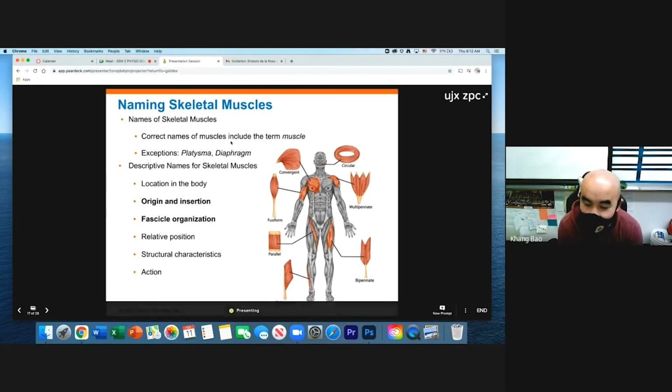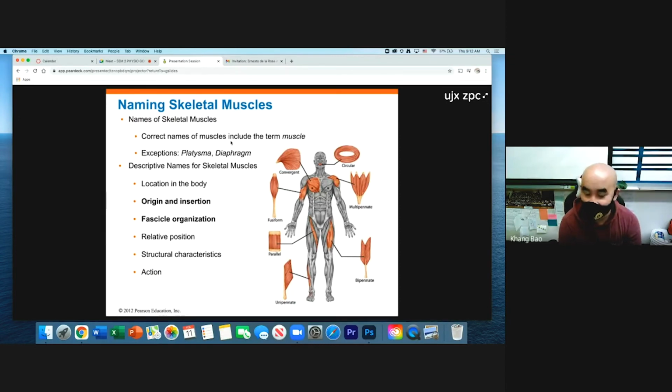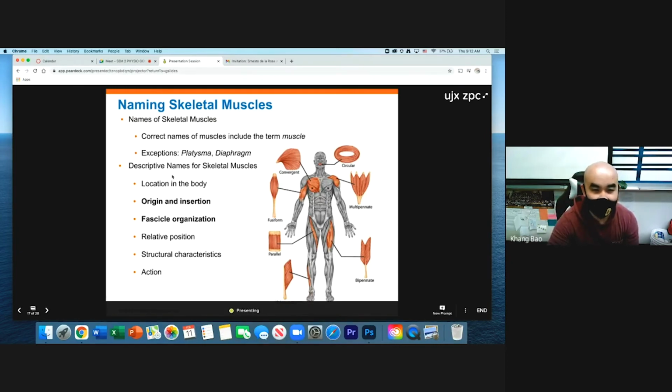There are different ways of naming your muscle. I'm just going to go over it quickly. We will get a chance to look more in depth at different muscles next week. Because there are a lot of ways of naming muscle, you name your muscle by how you describe them. It could be location in the body, like where they are located. For example, brachialis, it's in the brachii, which is your arm.